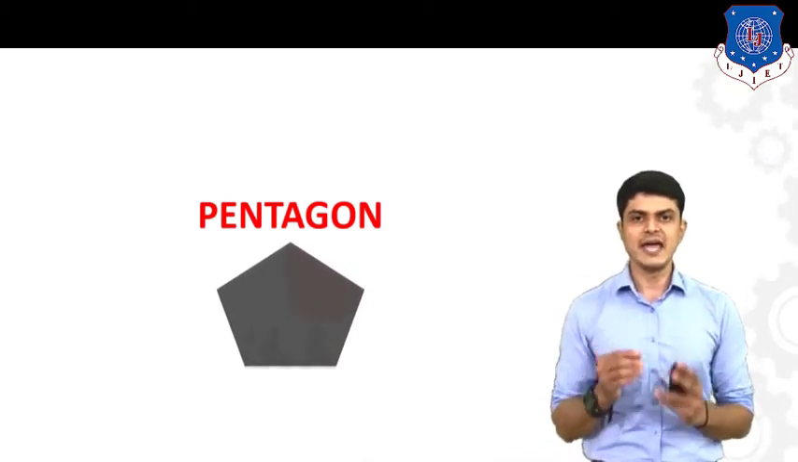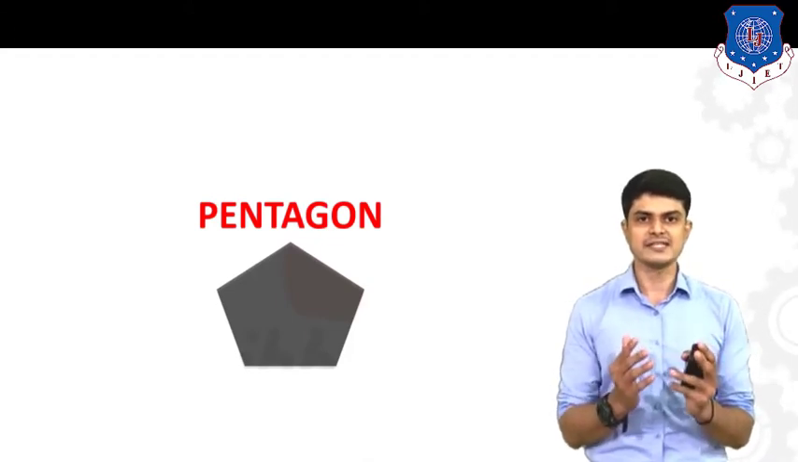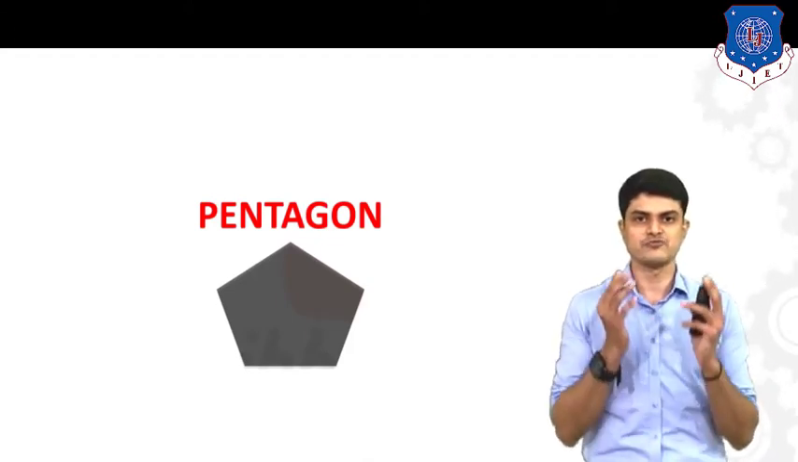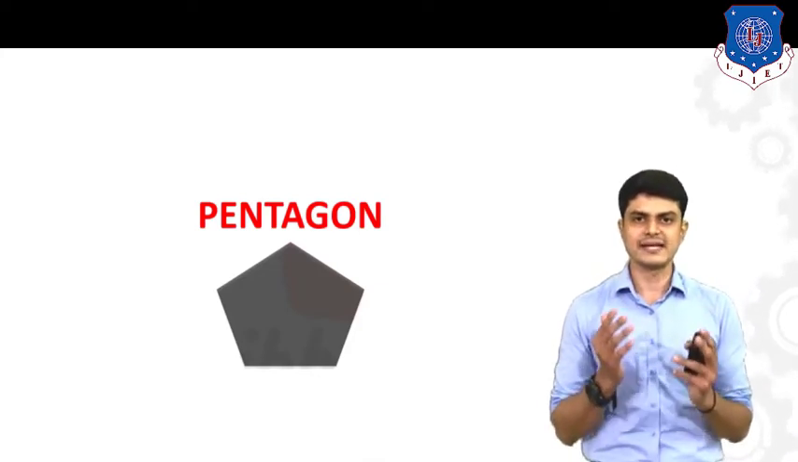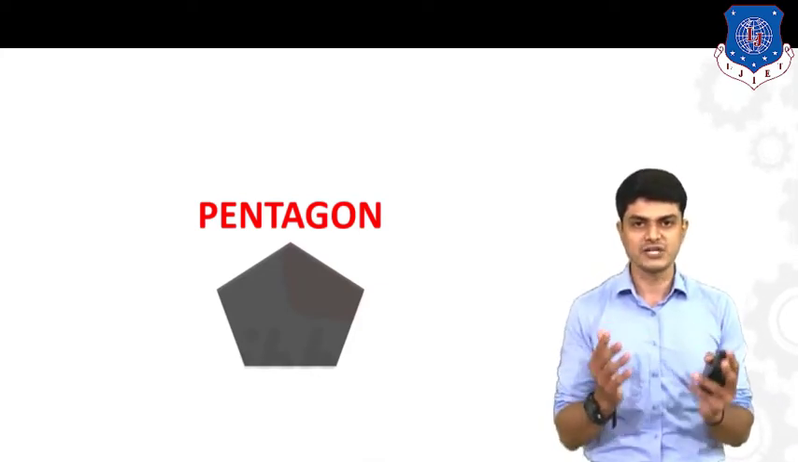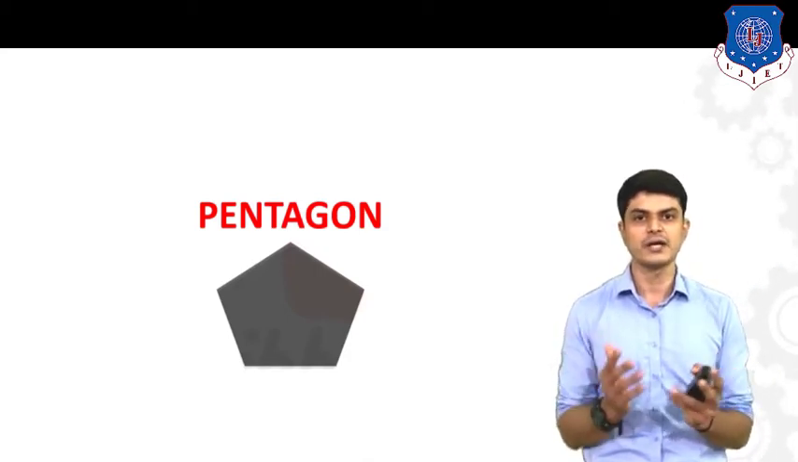Penta means 5 and gon means sides. So it is an object having 5 sides, and all 5 sides must be of equal length because we are taking the regular pentagon here. So we know that the external angle of a pentagon is what? 72 degrees. So from that we can understand that the internal angle must be what?